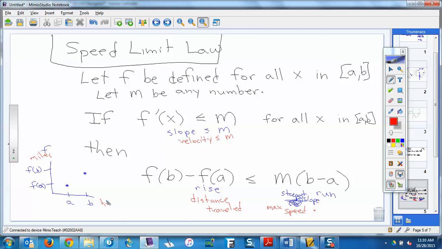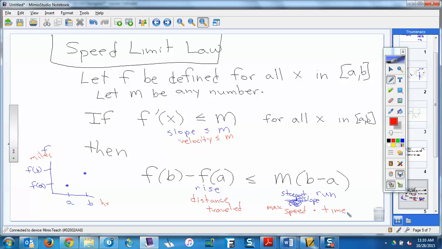This is hours, right? So b minus a would be the time that we were traveling. Okay, so if we know the fastest we went was 60 miles an hour, and we traveled for 2 hours, what do we know? The most we traveled was 120 miles. What this law is saying is if you know something about how fast you're going, you know something about how far you went. That's what the speed limit law is saying.